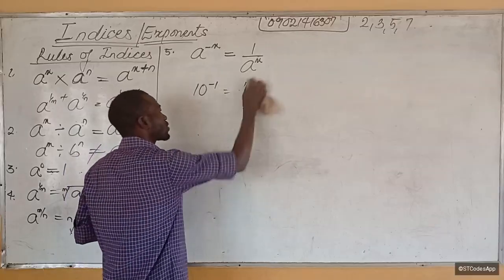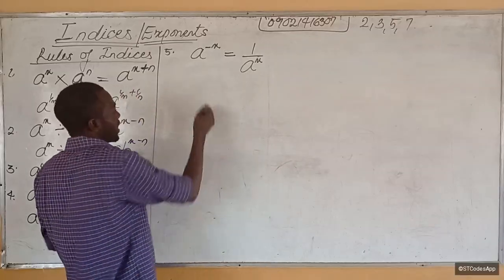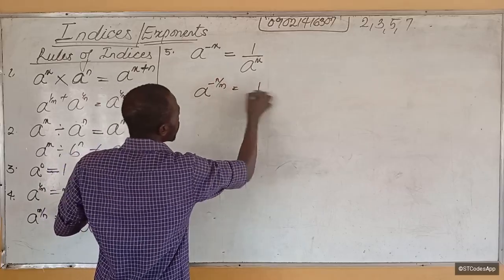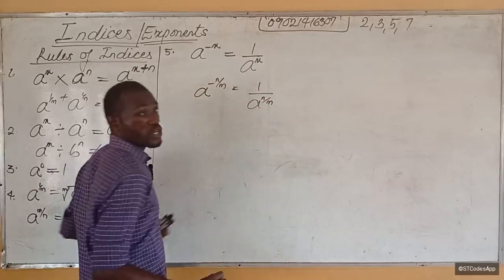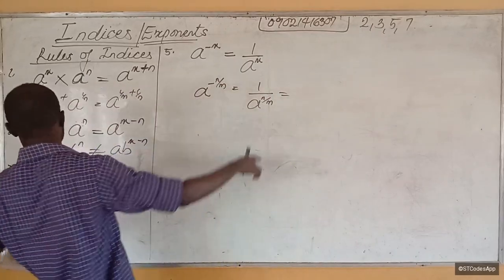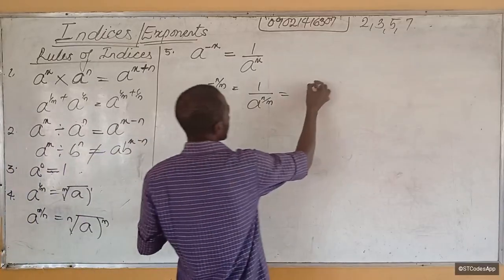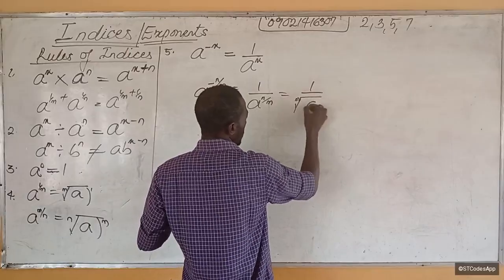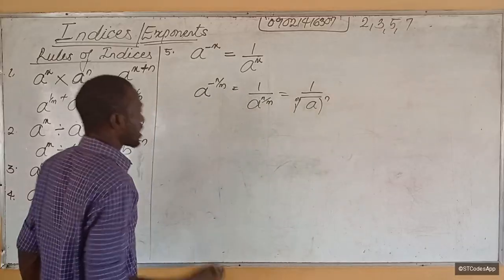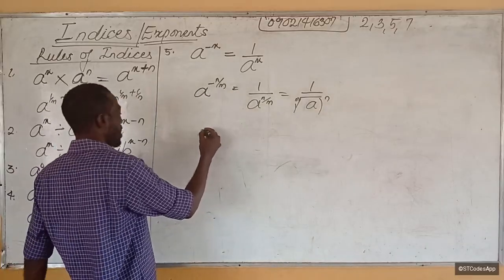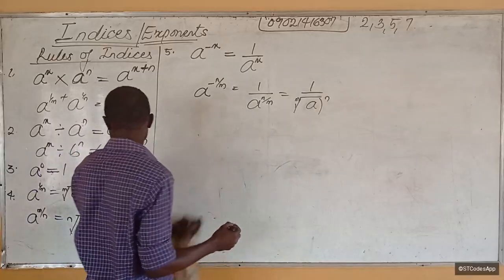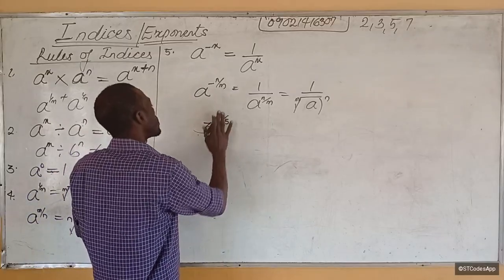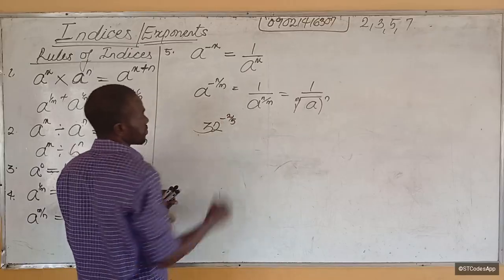Now what if it were a fractional negative power? The same thing applies. If we have a raised to the power minus n over m, it will become 1 over a raised to the power n over m, which will now transform by the fractional power rule. That is, we will have 1 over the mth root of a, raised to power n. All right, let's use an example. Let's use 32 raised to power negative 2 over 5, for example.